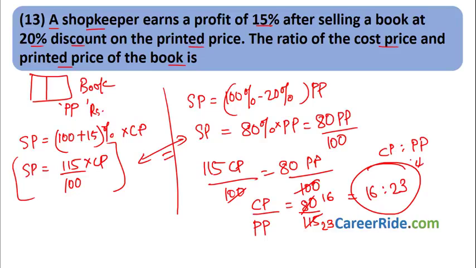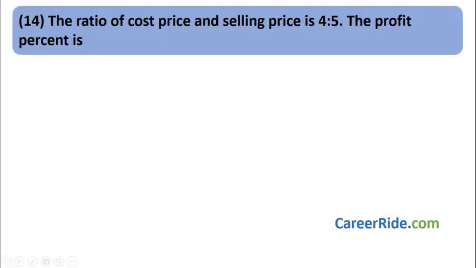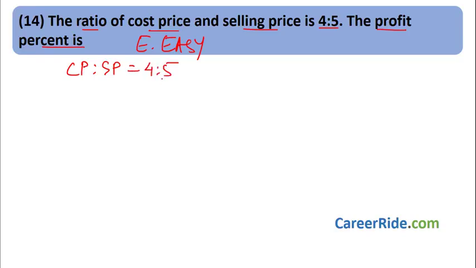See how easily we got the answer. Question number 14. The ratio of cost price and selling price is 4:5. The profit percent is again an extremely easy sum. Let us see how. Ratio of cost price to selling price is 4:5. That means that if the selling price is rupees 5, cost price is rupees 4.